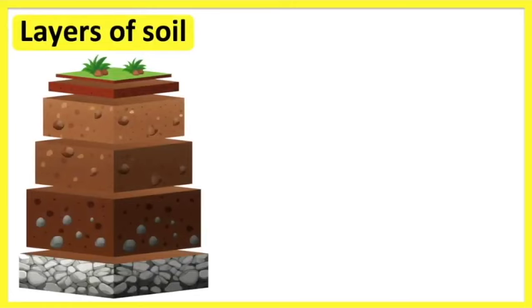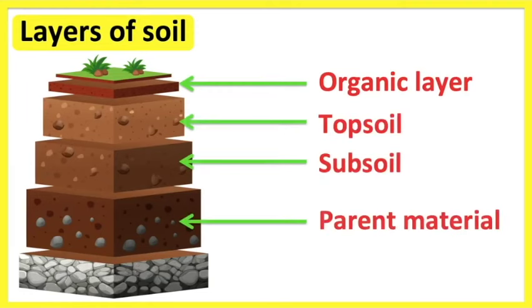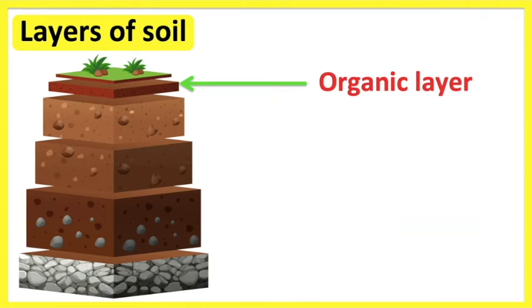There are 5 layers of soil. These include the organic layer, topsoil, subsoil, parent material, and bedrock. The organic layer is also known as the O-horizon. The organic layer is the top layer consisting of plant remains such as leaves, twigs, and other organic material which have decomposed and form humus.